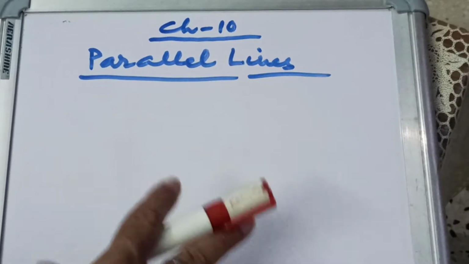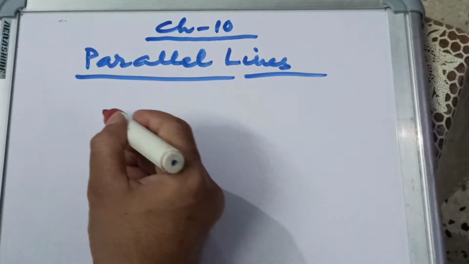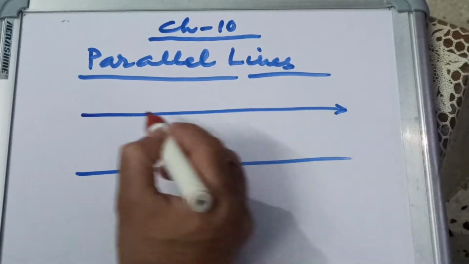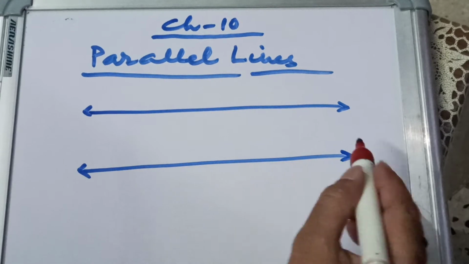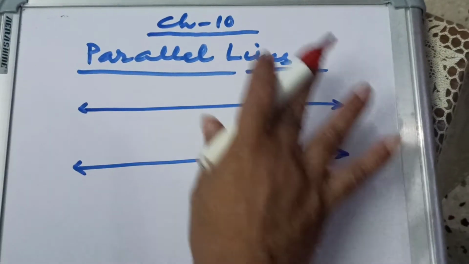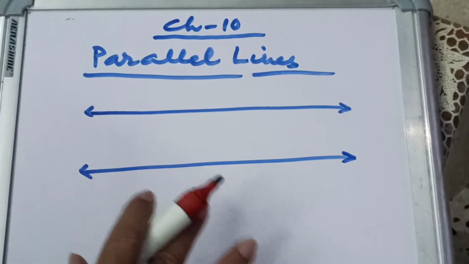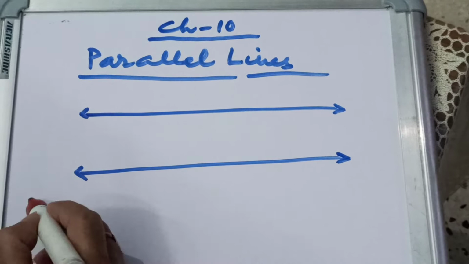You already know that if two lines in a plane do not intersect each other, they are called parallel lines.